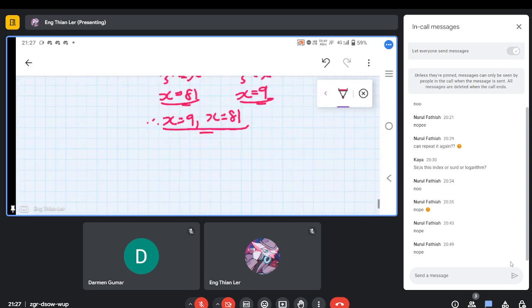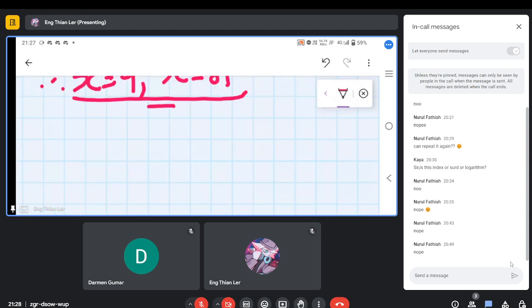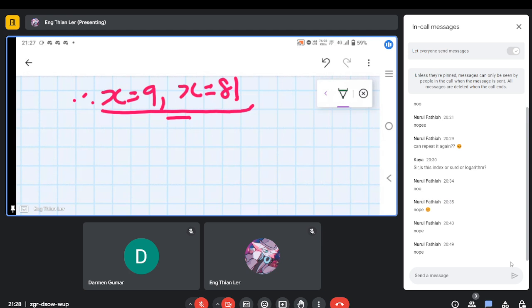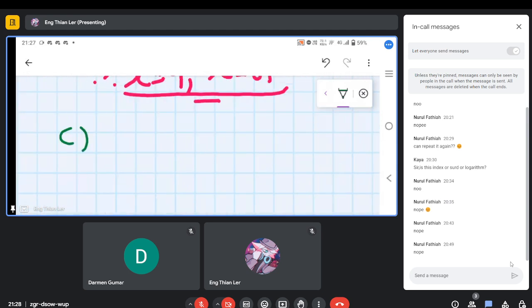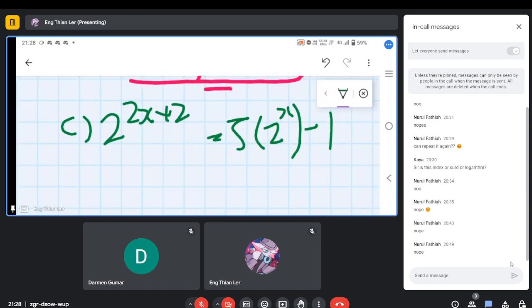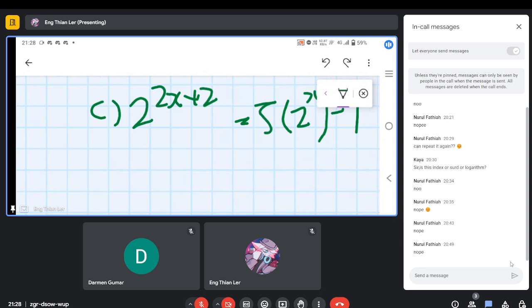So for the third one. Okay, the third one. It's actually pretty simple. 2 to the power 2x plus 2 equal to 5 multiplied by 2 to the power x minus 1. So from here, we look at this plus 2. We need to separate them by using a law of indices. a to the power m plus n equal to a to the power m multiplied by a to the power n. So this is equal to a to the power 2x divided by 2 squared.